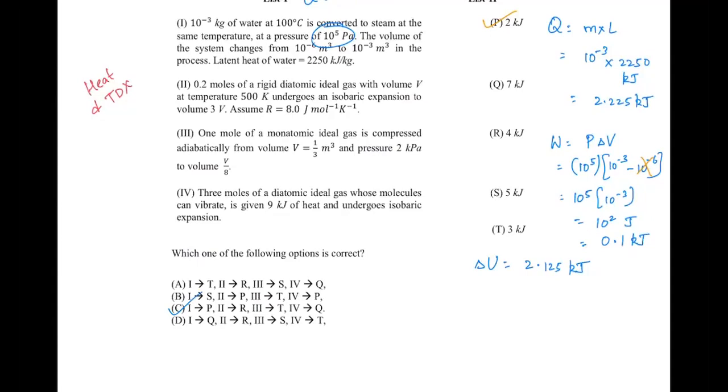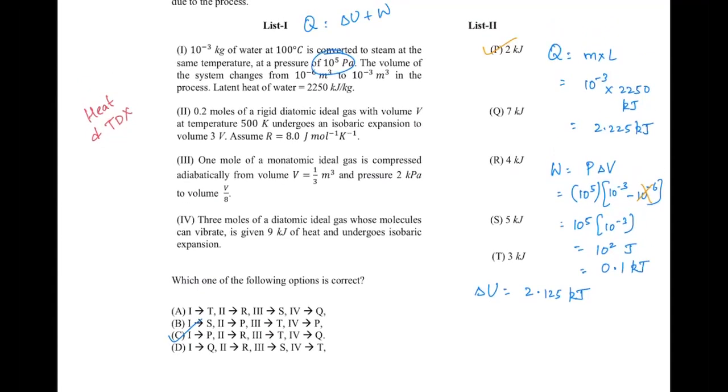Now, for me to explain all these things, it is taking this much time. But in a test scenario, there is no need for me to explain anything. I would just be solving the question. If you solve the first question, it should not be taking you more than 2 minutes for sure. You just find out Q, find out W, and subtract and get delta U. That's it, and mark the option.